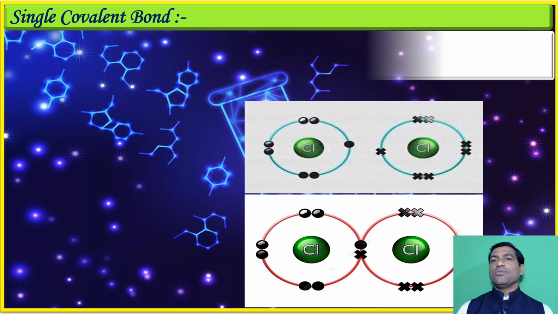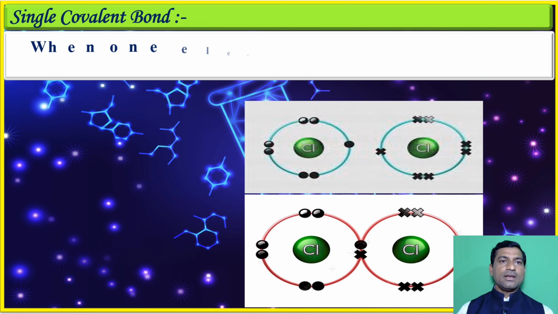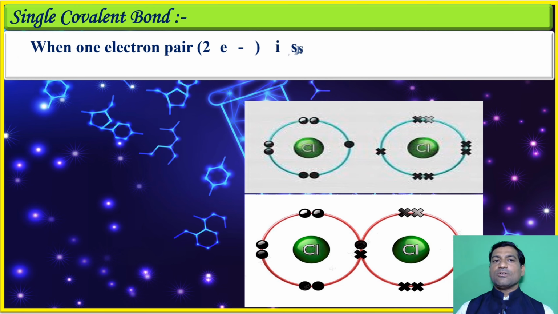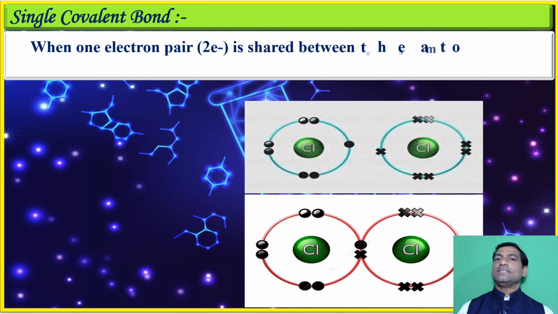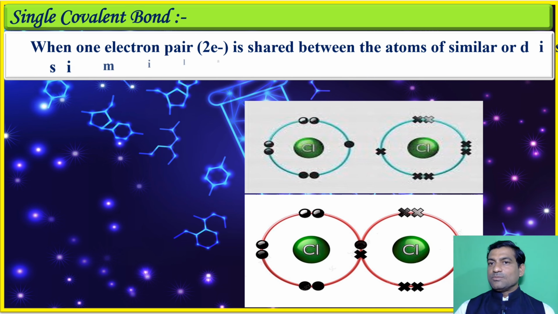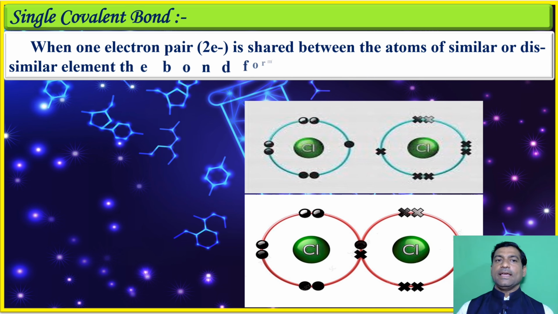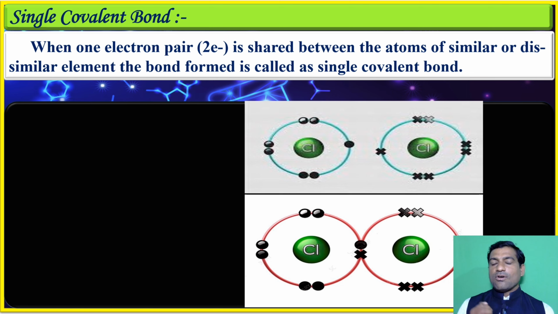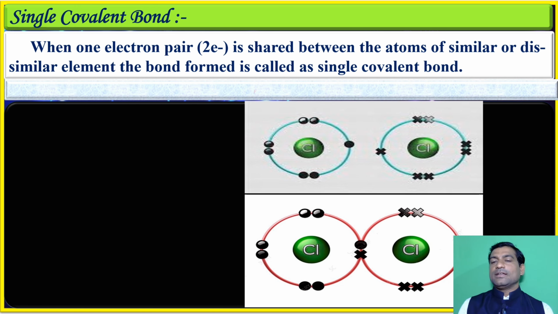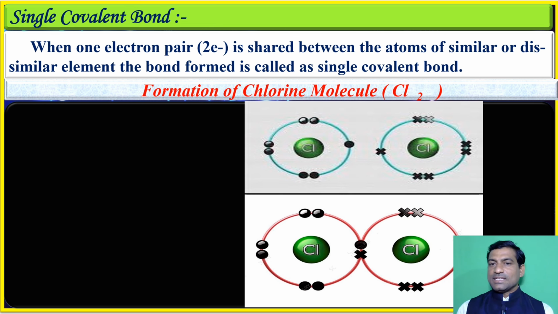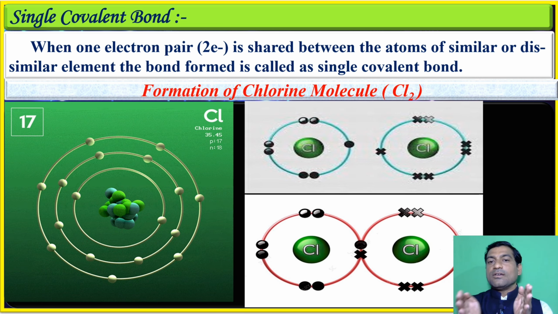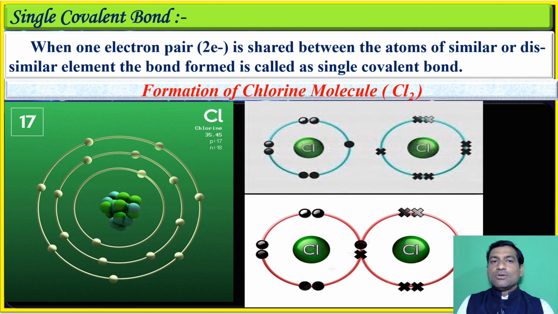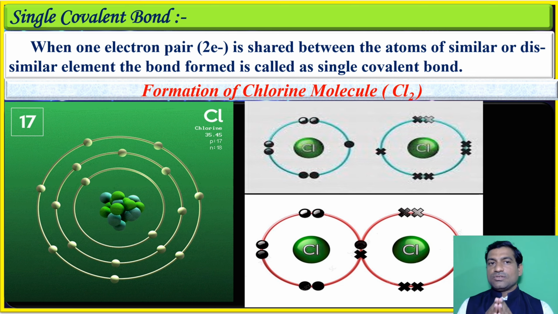Next one, single covalent bond. When one electron pair, that is the two electrons, is shared between the atoms of similar or dissimilar elements, the bond formed is called a single covalent bond. Means there is a sharing of a pair of electrons between two atoms. That atom may be similar or dissimilar.